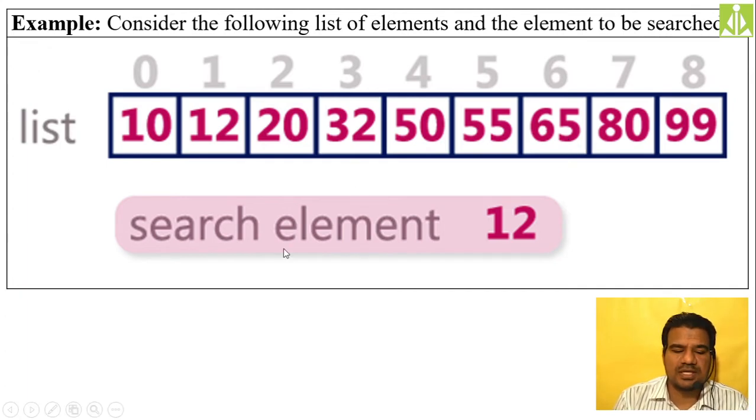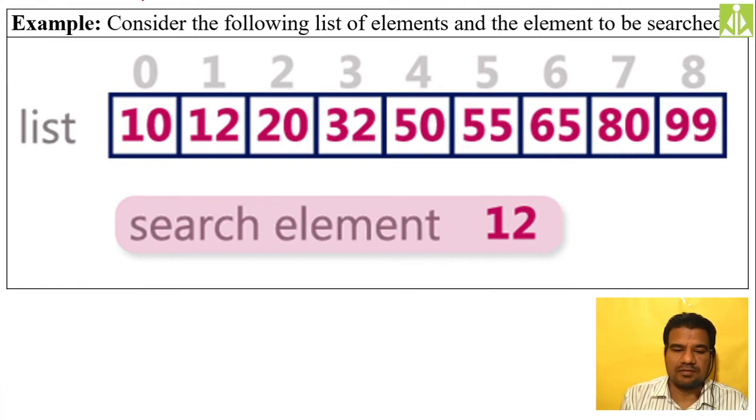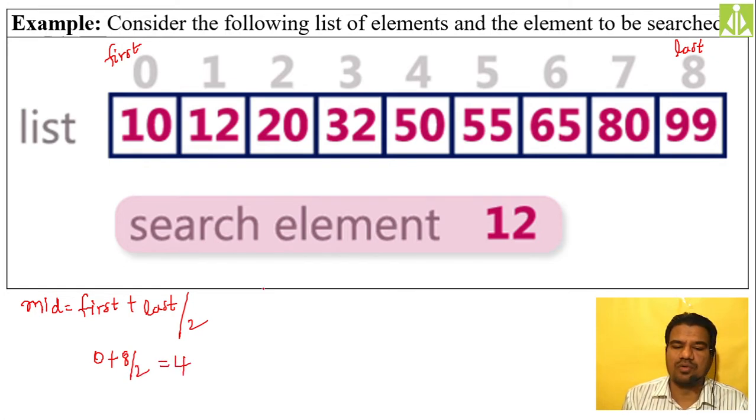So over here, as you can see, first is 0. Here this is first, and this is your last. First, last. Then mid, how do we calculate? Mid is equal to first plus last divided by 2. Simple formula, isn't it? First is 0 plus last 8, divided by 2, which will be 4. So your mid will come over here, 4.